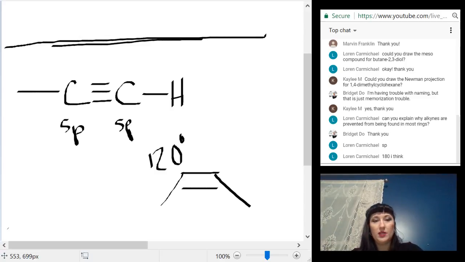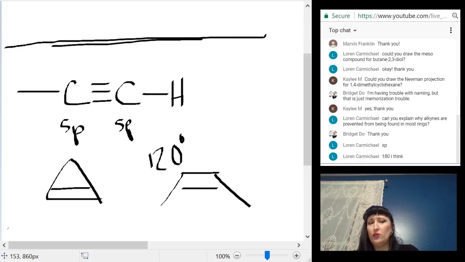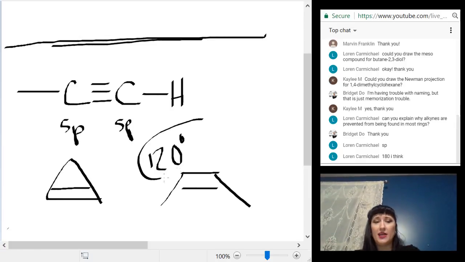So it depends on the ring, right? But let's say you had a propane and you tried to put a double bond in it. Oh, it's like candy corn. You tried to put a double bond in it, it's going to have a very large amount of ring strain because it's not adopting that 120 degree angle that it wants to get.